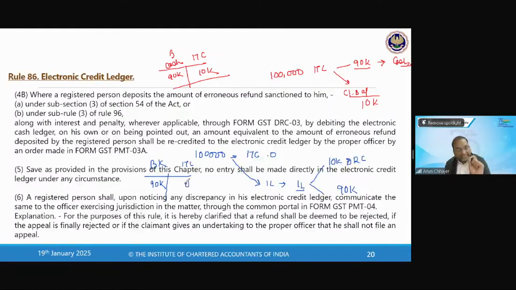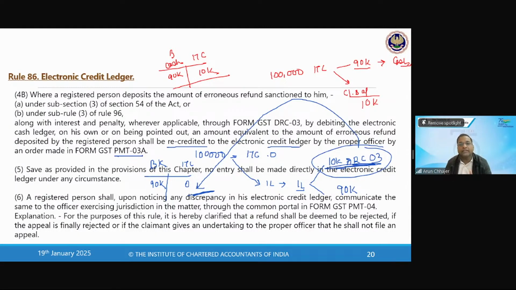What you require? In this case, when you make the payment through DRC 03, you need this amount back in the ITC. For that, this 86 would be saying it will be refunded through PMT 03A, and this refund would be recrediting the amount in the credit ledger.